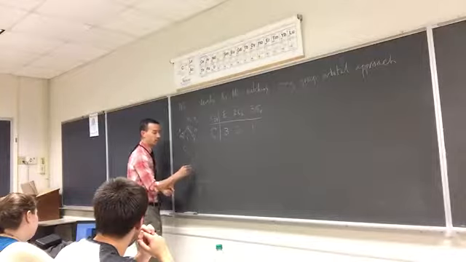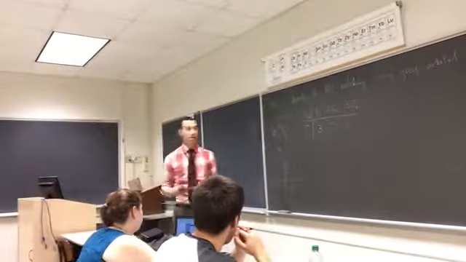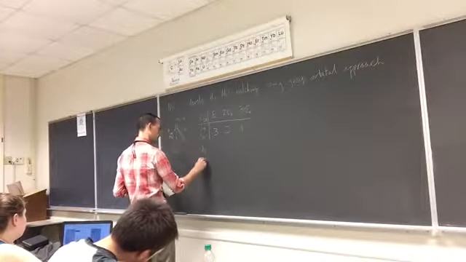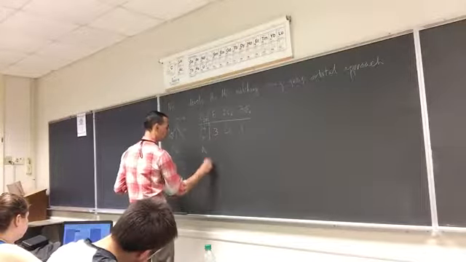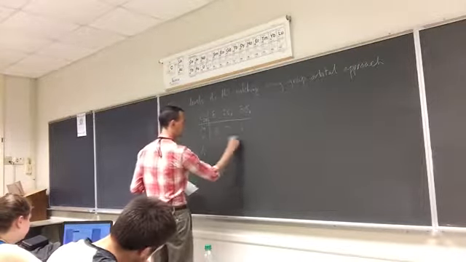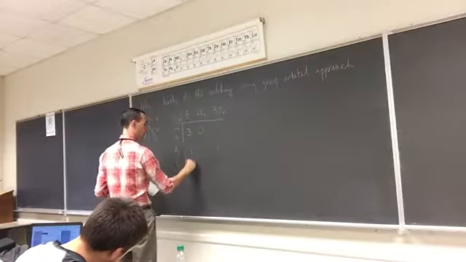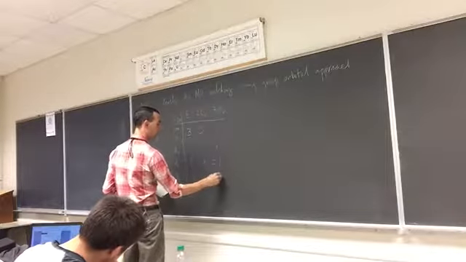Now we need to look at the rest of the character table. There are 3 irreducible representations in this point group: A1, A2, and E. They are 1, 1, 1; 1, 1, minus 1; and 2, minus 1, 0.